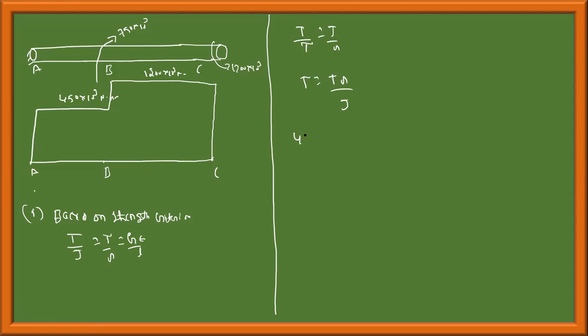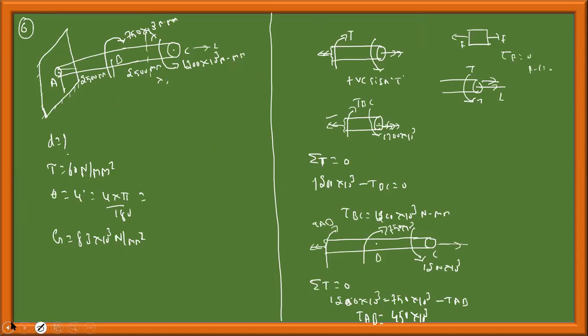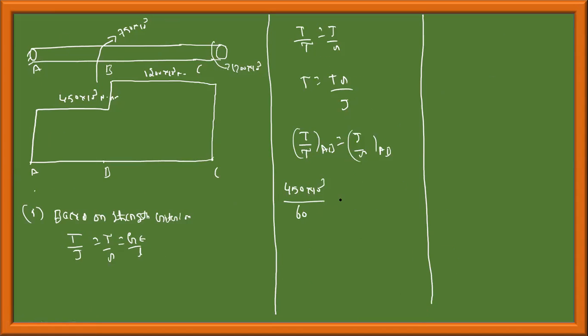Okay, let me take this expression itself. First I will take AB. I'll write like this: T by tau of AB is equal to J by R of AB. T in section AB is 450 into 10 power 3. Tau in the section AB remains the same for both sections, 60 MPa. It's a solid shaft. J is pi d power 4 by 32, R is d by 2, which is equal to pi d cube by 16. Can you tell me d?